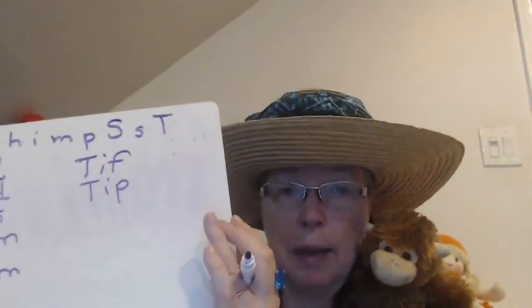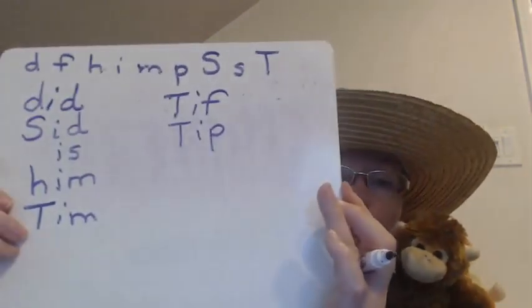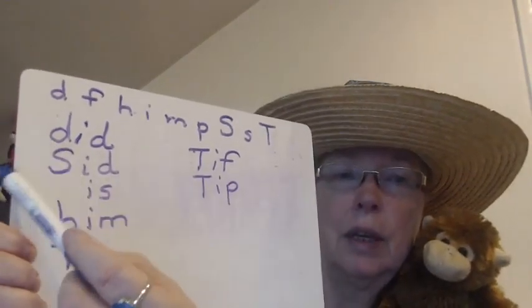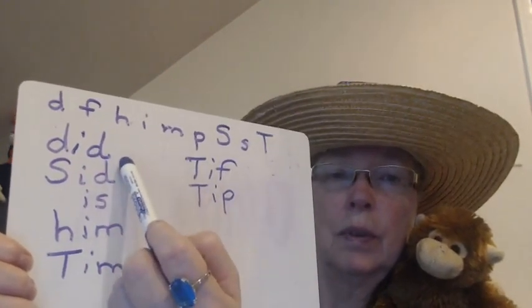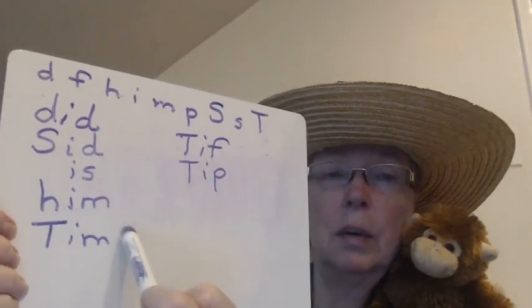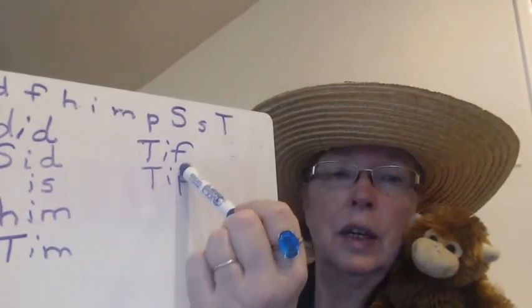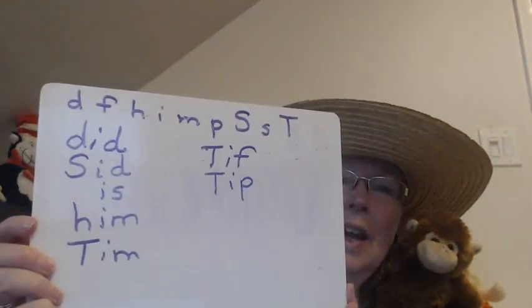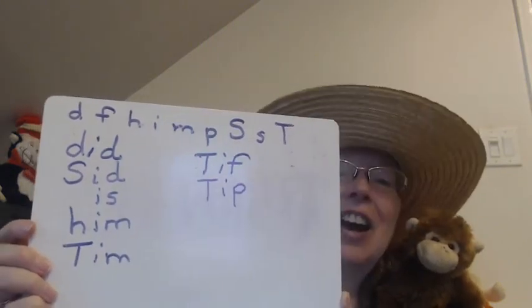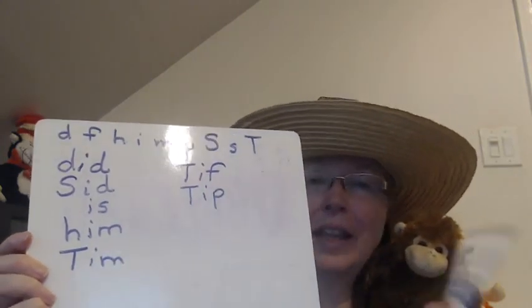All right, let's go ahead and go back over these names and words so we're prepared to read the story in part 2. All right, so let me go ahead and close up this marker. And let's use the marker as a pointer, and let's go over these. We have did, Sid, is, him, Tim, and then we have Tiff and Tip. All right. So we are just about ready to read the story, right? All right, come back for part 2, and let's read that story.